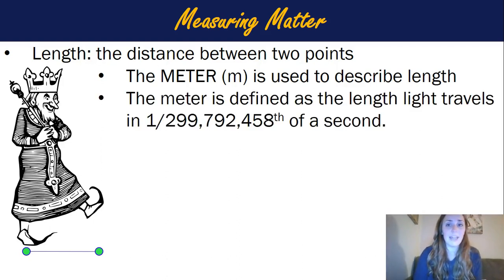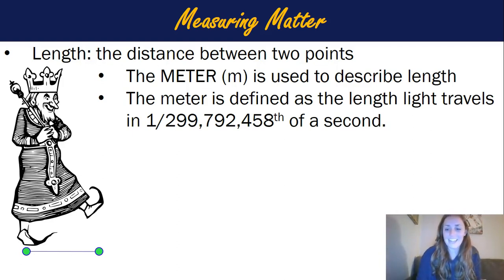Technically, the meter is defined by the length that light travels in 1,299,792,458th of a second. So if I divided 1 second, 1 Mississippi, into this almost 300 million pieces, however far light would travel in that little bit is a meter. So think about a meter stick. That's how far light travels in 300 millionths of a second, which is kind of crazy how fast light is.